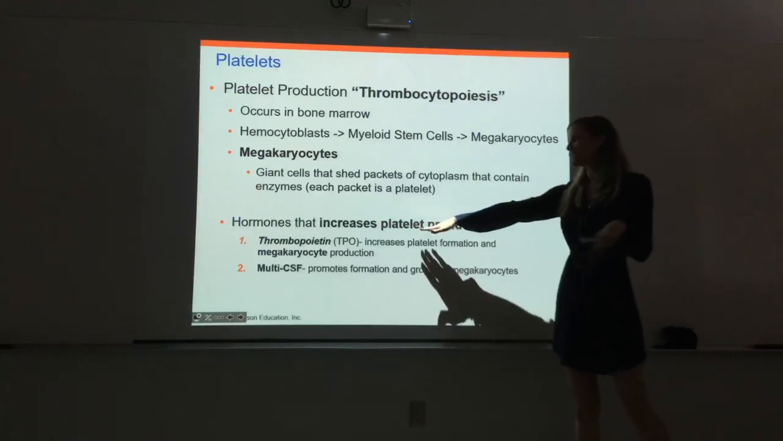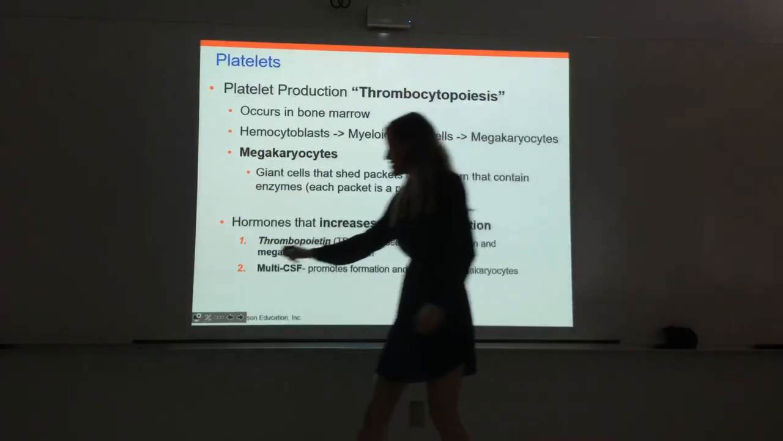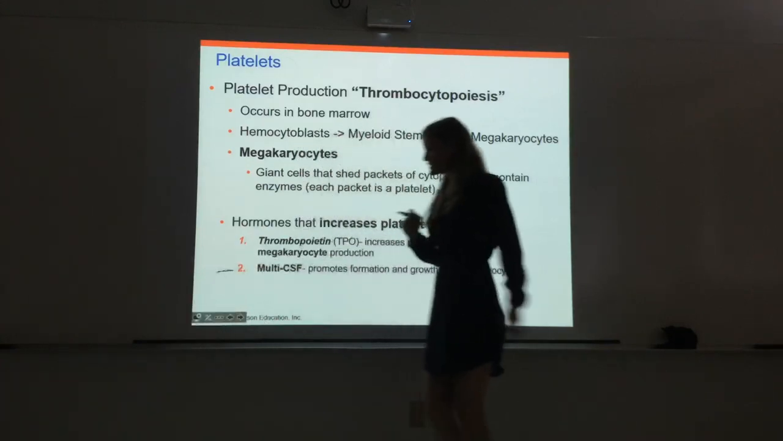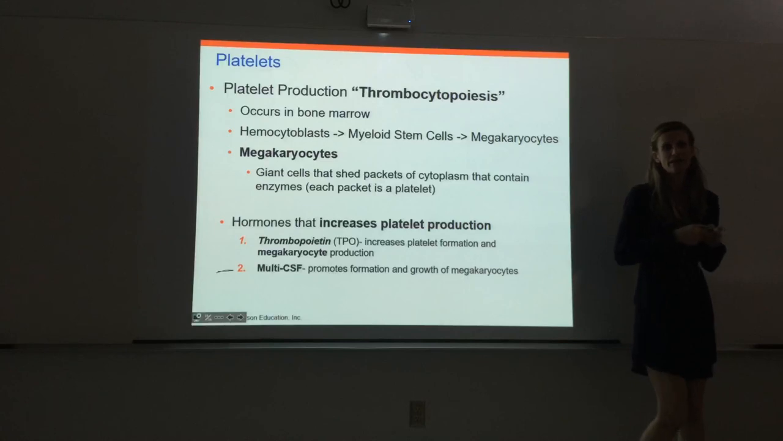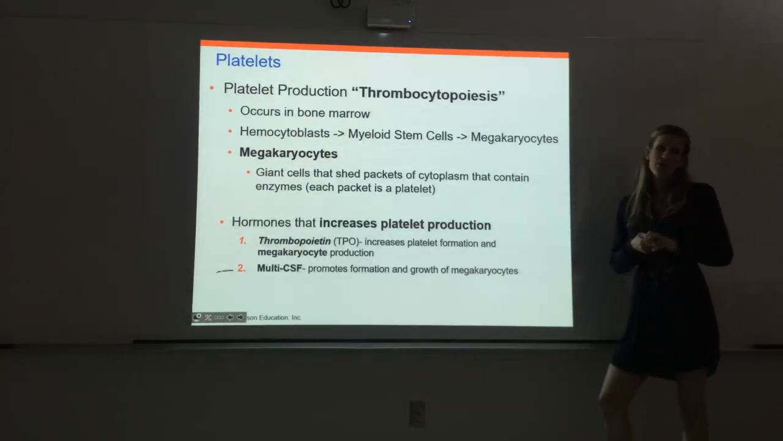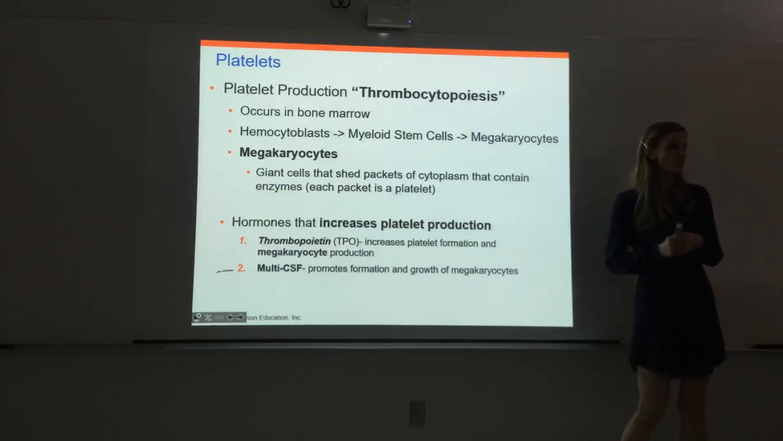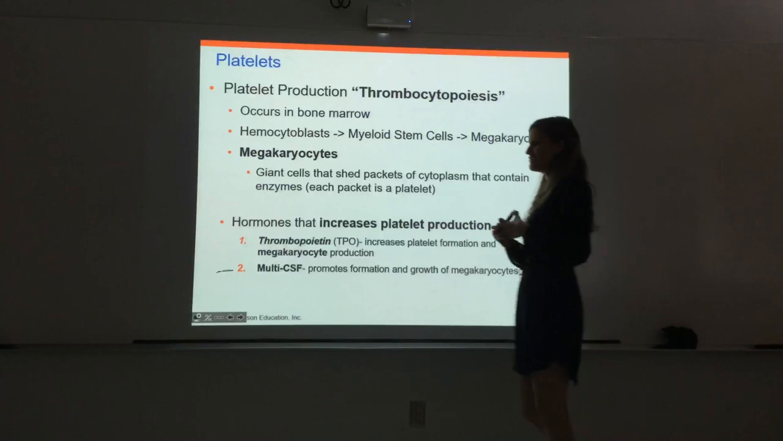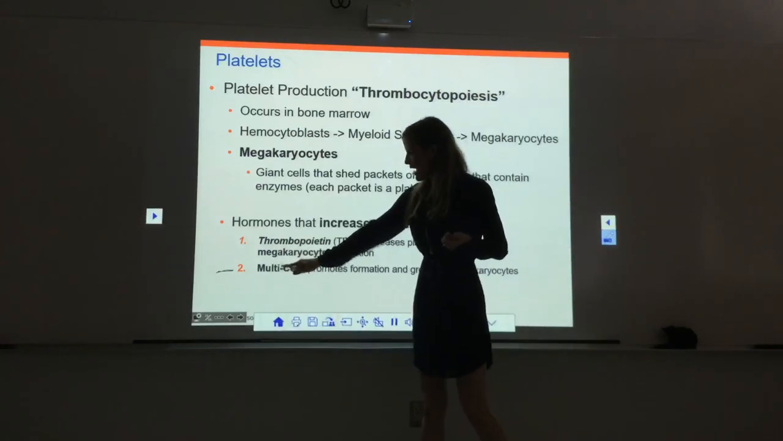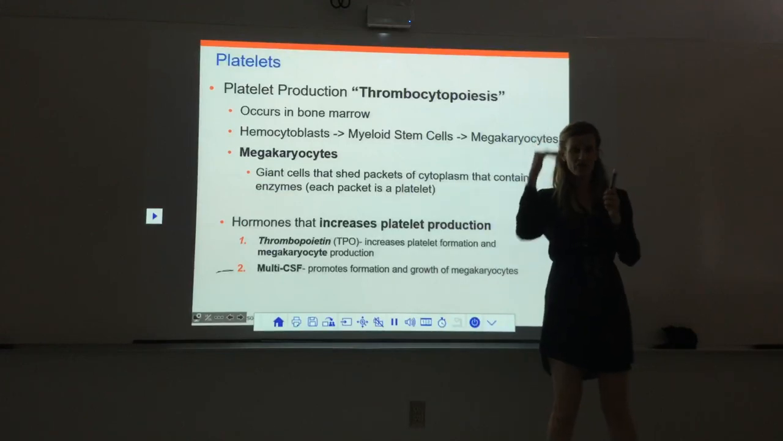We have a couple different hormones that increase platelet production. We've already seen this one here, we just mentioned it too. Multi-CSF. Remember, CSF is colony-stimulating factor. And we had a lot of those, right? We had monocyte CSF, or M-CSF. We had granulocyte CSF. We had MG-CSF. And we had multi. And multi-CSF, remember, works really high in the chain of division, right?